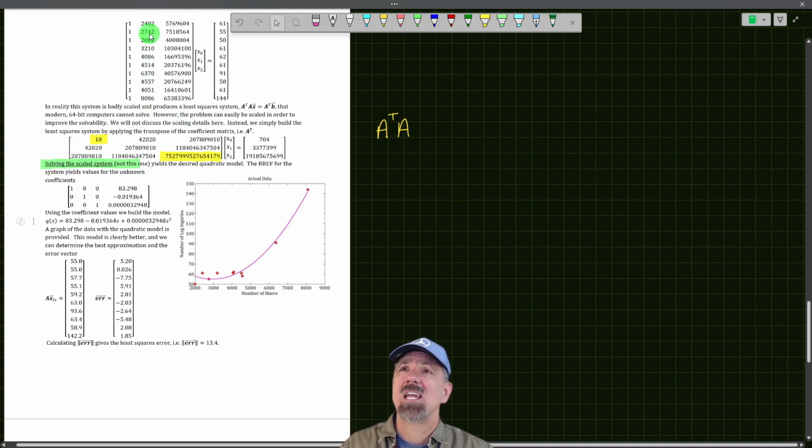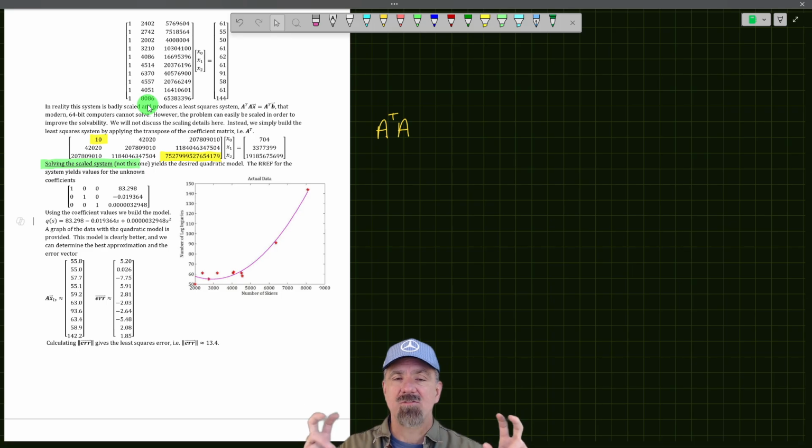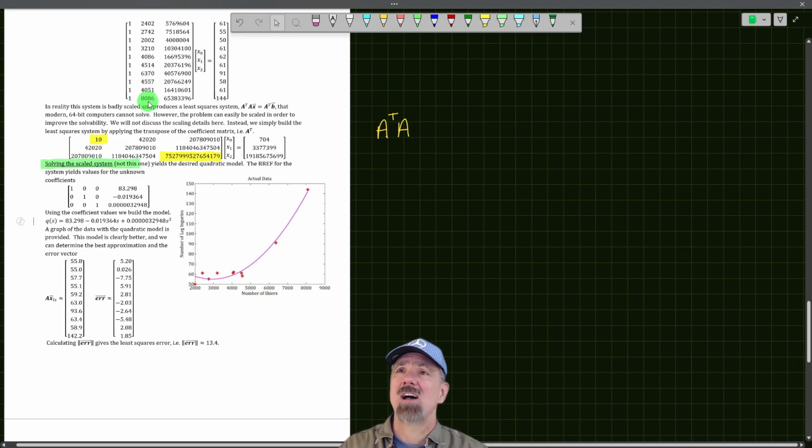All we have to do is take the number of skiers here and divide by 1,000 so that the number of skiers is represented as thousands of skiers. And then the number 8,086 would become 8.086. And that would completely eliminate all of our scaling issues. So that's what I did in order to come up with this solution here. This provides us with, again, a least squares solution.